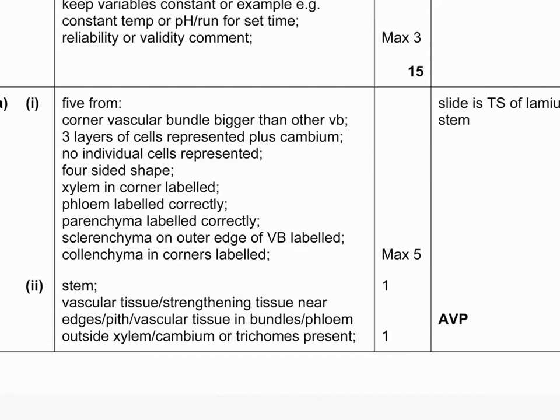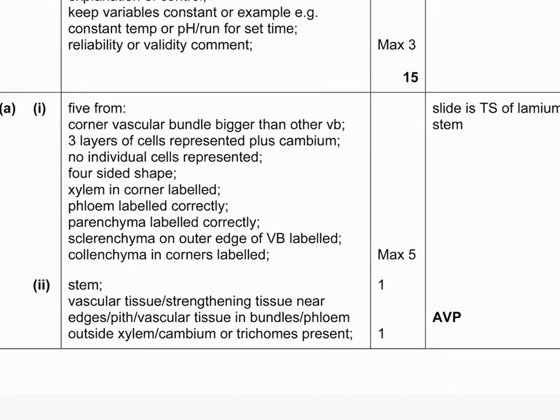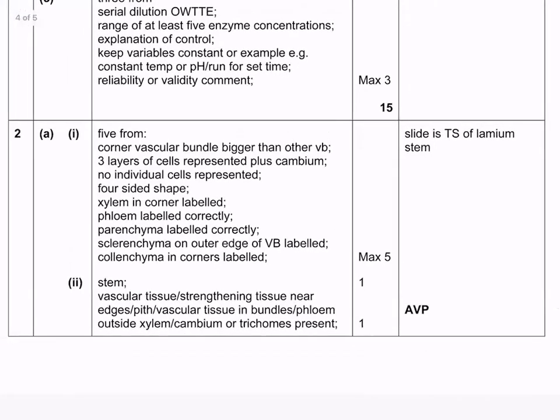Collenchyma in the corners labeled. Now, as you can see, this question is of 5 marks. So if you write down any 5 of these points, you can get the marks. It's not necessary that you mention the name of each and every kind of cell that you see. Whatever points you can see as per the marking scheme will be taken as a valid point, and you will be given credit for that, right?